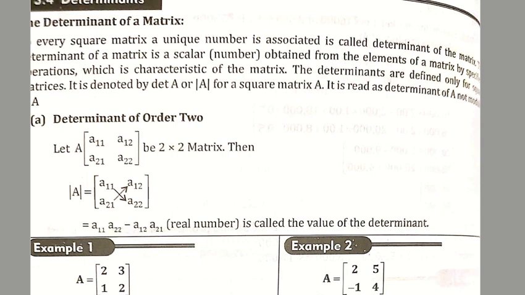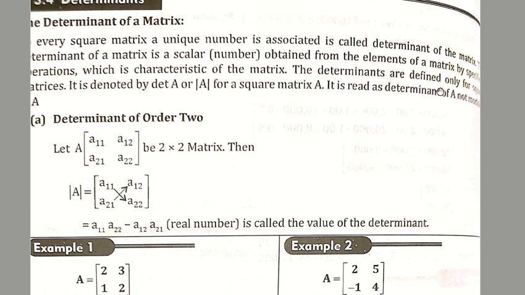So in this video we're going to look into the determinants of a matrix. To every square matrix, a unique number is associated, called the determinant of the matrix. The determinant of a matrix is a scalar number obtained from the elements of the matrix by a specific operation which is characteristic of the matrix.